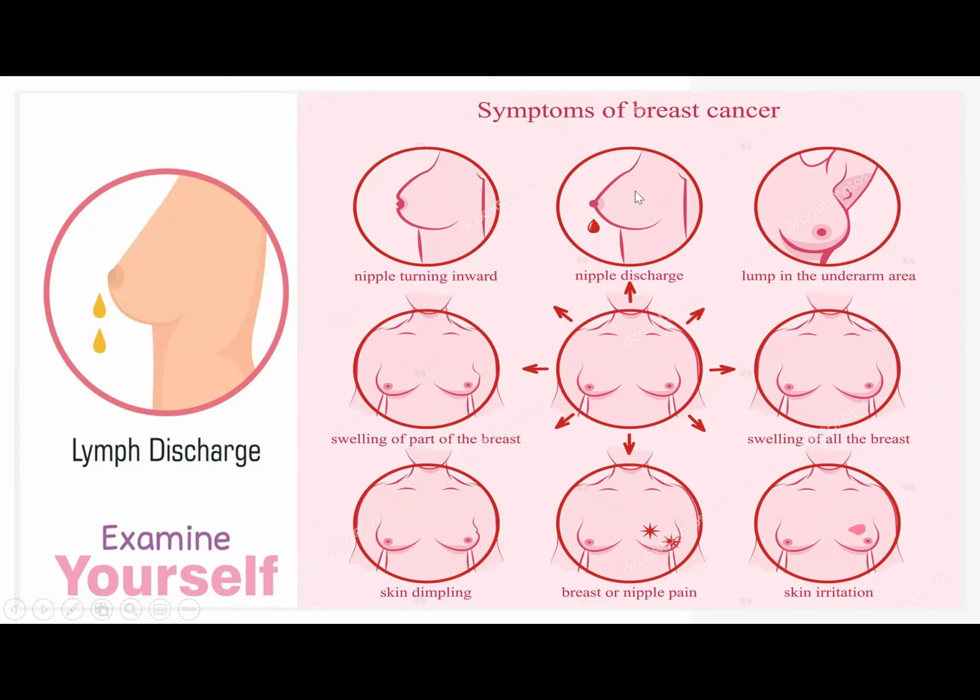The second thing, nipple discharge. The third thing is a lump in the underarm area where the lymph node starts to be swollen. Something goes wrong in the lymph node area, then later it can bring downward towards the breast area. The fourth one is swelling of part of the breast. You can see some part of the breast slightly swelling outwards. This is something that needs to be monitored.